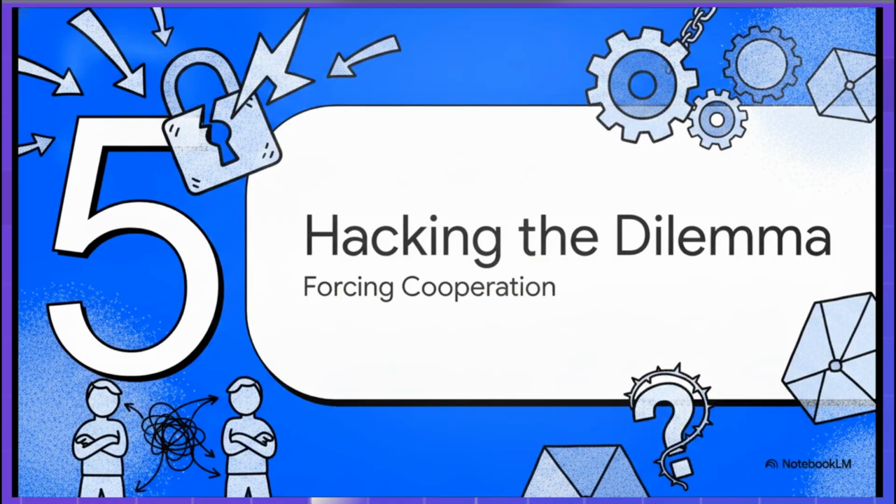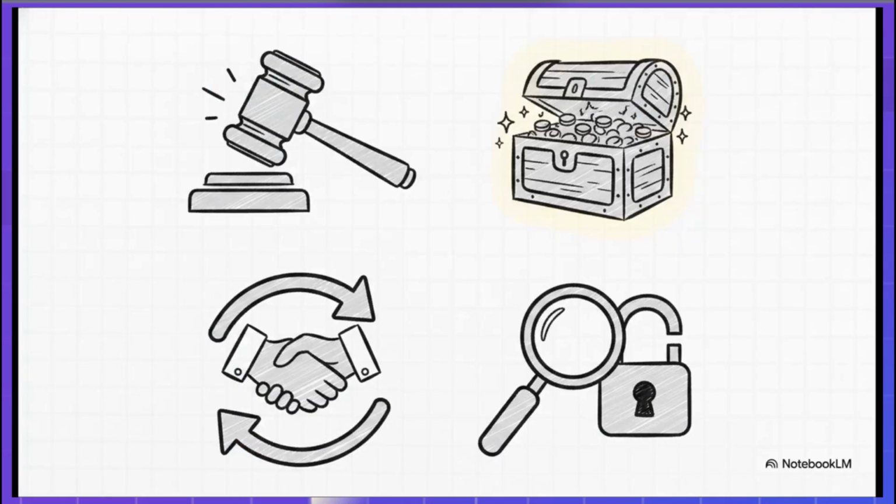So how do we fix it? Section 5, Hacking the Dilemma, Forcing Cooperation. The research outlines that we can literally hack the dilemma by totally redesigning the incentives. If the math naturally leads us to betrayal, well, we just have to change the math. We can implement strict regulations and penalties for things like excessive resource use, essentially making the betrayal option way too expensive to even consider. We can create reward mechanisms that actually make cooperation the most profitable choice.